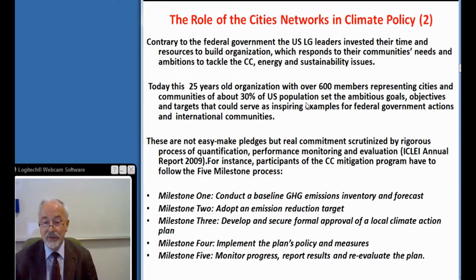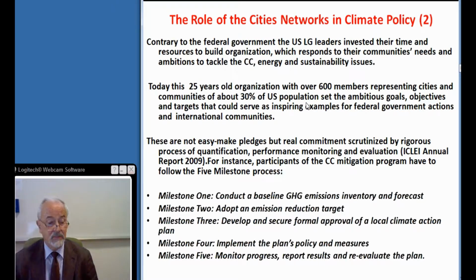They start with conducting the greenhouse gas emission inventory and the forecast, then adopt the emission targets and develop and secure formal approval for climate change actions. Very interesting that this is also a type of cross-sectoral initiative. There are not only public leaders, there are business leaders, and sometimes they took the lead. There are a lot of voluntary actions taken by business to reduce emissions.